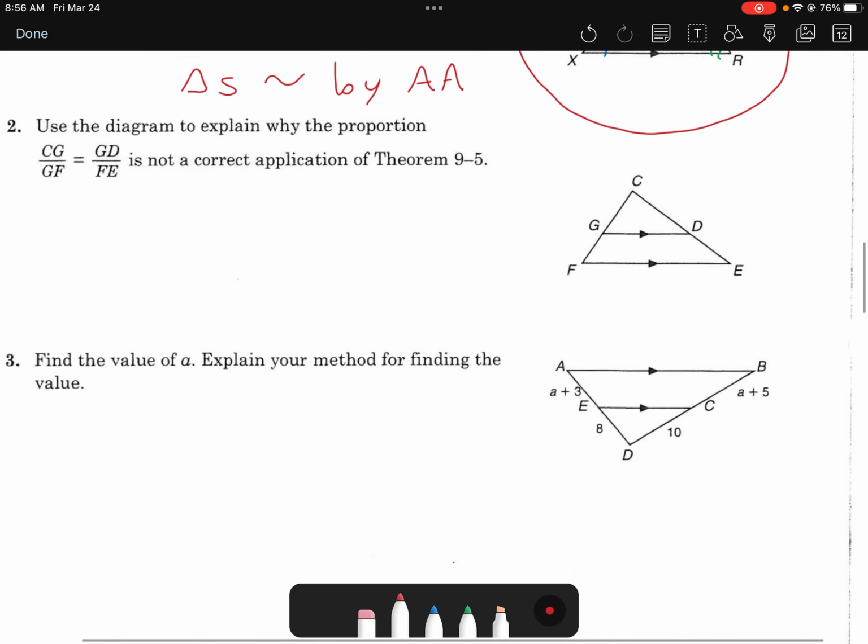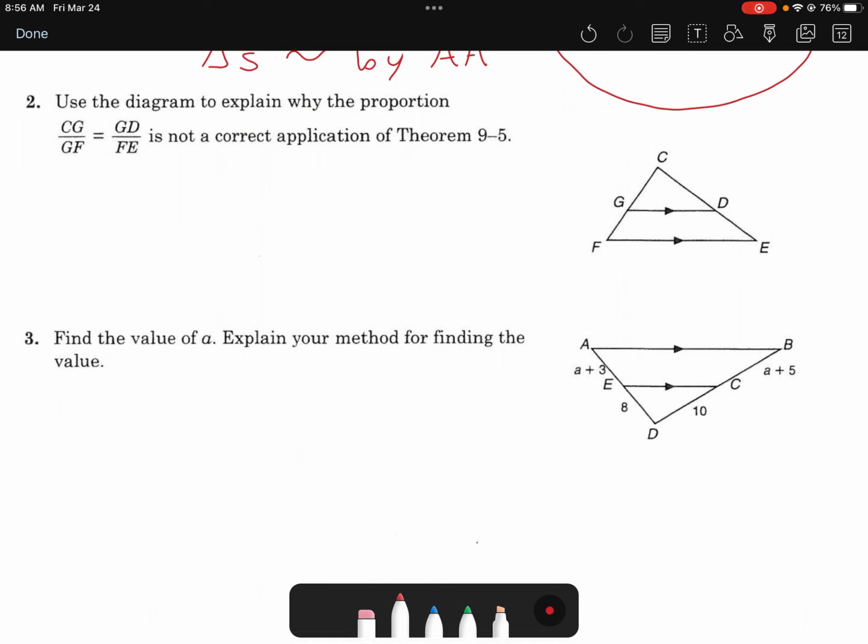Number 2, use the diagram to explain why the proportion is not a correct application of theorem 9.5. So in this proportion, we're comparing segment CG, that's an entire side, that's the left side of the small triangle. We're going to divide that by segment GF. That is not an entire side of any triangle. Is that the same thing as segment GD, which is an entire side of the small triangle, compared with segment FE? That's an entire side of the big triangle.